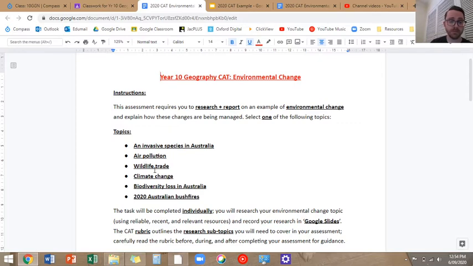Air pollution, wildlife trade, so the illegal trade of wildlife. Climate change, biodiversity loss in Australia. So some of these are focused on like global issues, but if you'd rather just look at Australia, you can do that one. Or you can do the 2020 Australian bushfires. So natural disasters are a type of environmental change. So that might be an interesting one, if you guys can remember all the way back to January when that was the biggest story of 2020.